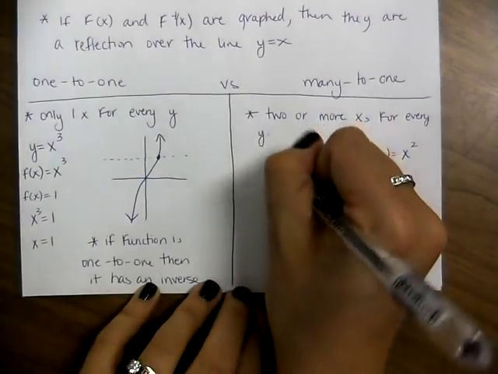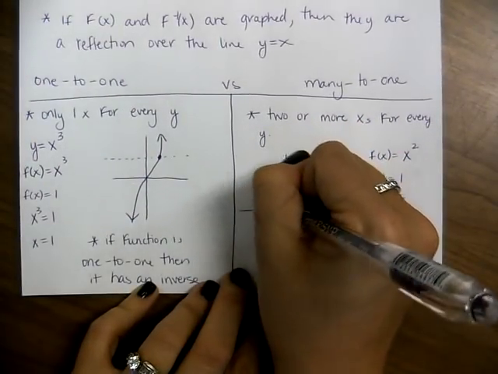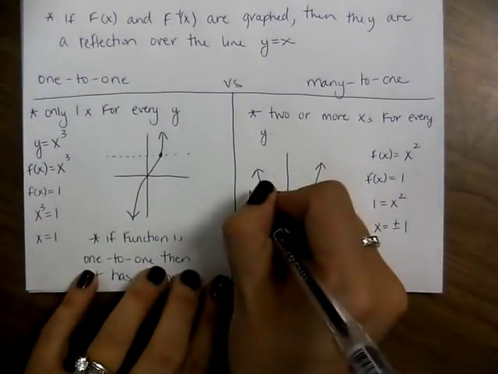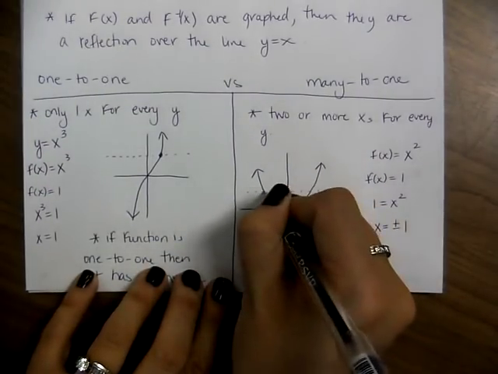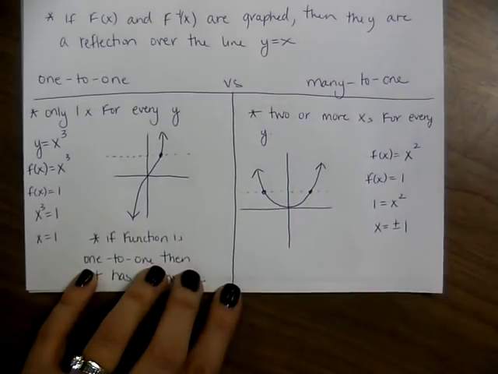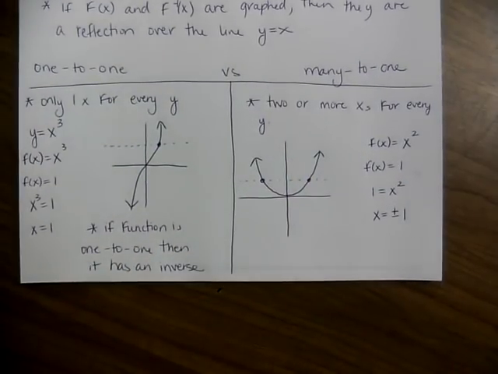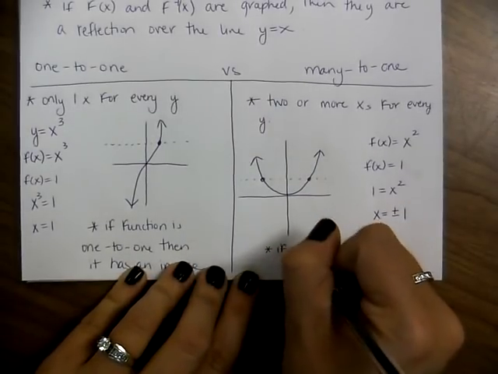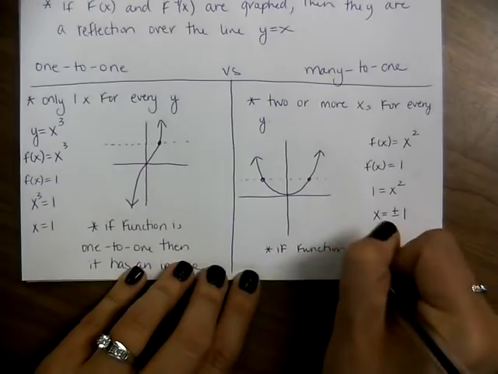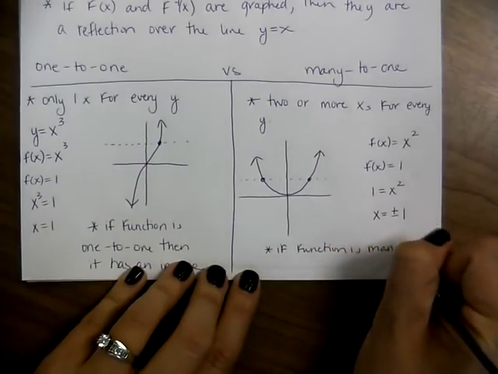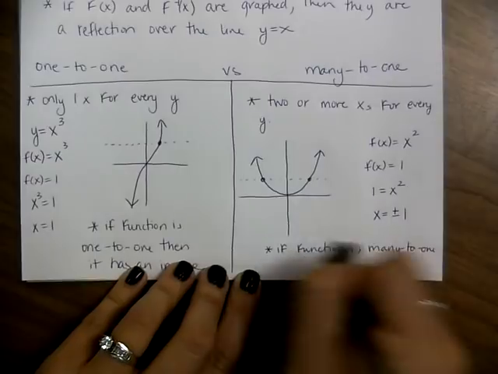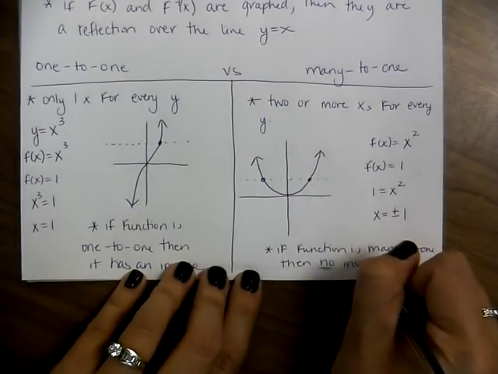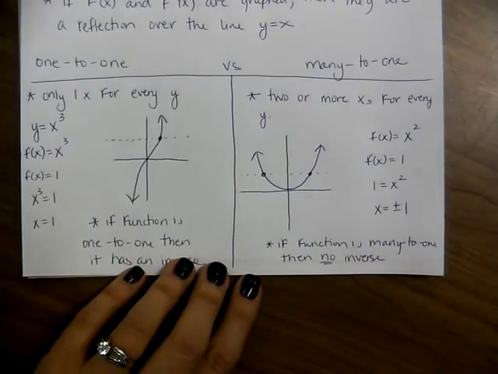And now if you think about the graph, y equals x squared is a parabola. If I were to do the horizontal line test and draw a horizontal line anywhere on that graph, I would be touching more than one point, therefore making it many to 1. Now, if a function is many to 1, then no inverse.